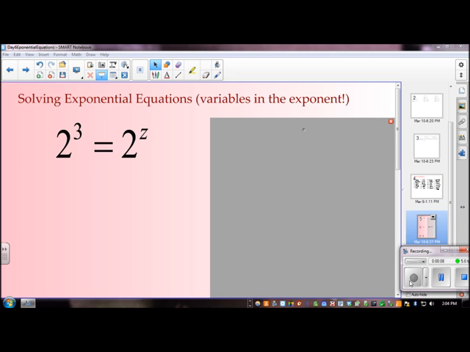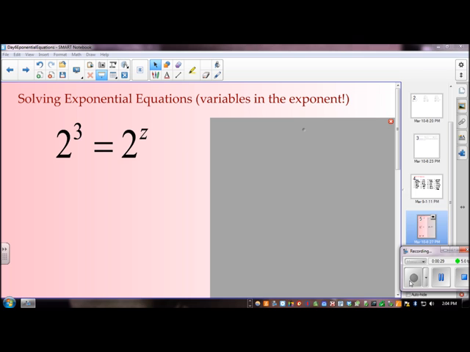Video on solving exponential equations, which we saw yesterday. The difference between yesterday's and today's equations is what's going on in the exponent. Yesterday we saw lots of fractions in the exponent. We learned to use the reciprocal of that fractional exponent in order to solve the equation. Today we're going to see the variable in the exponent.